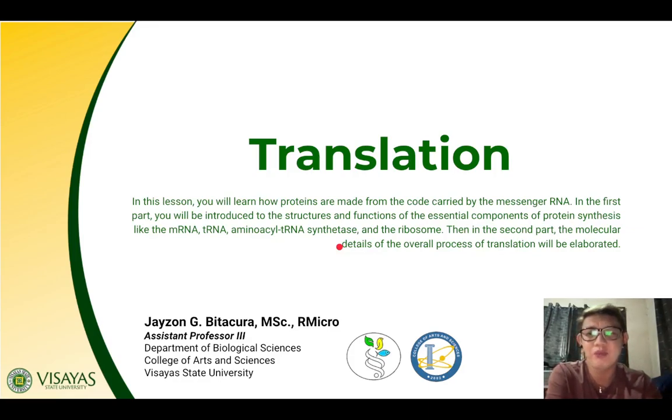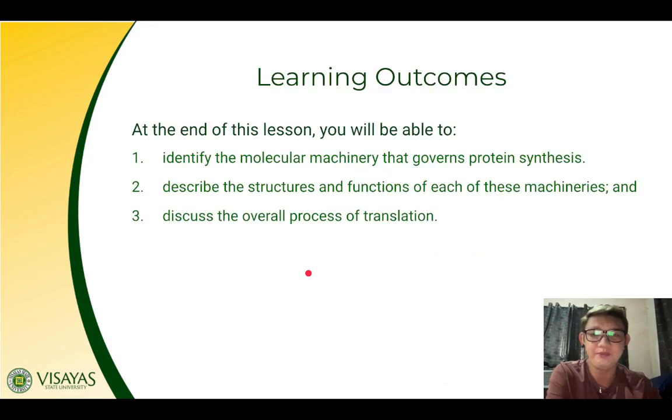In the first part, you will be introduced to the structures and functions of the essential components of protein synthesis, like the messenger RNA, the tRNA, the aminoacyl-tRNA synthetase, and the ribosome. Within the second part, the molecular details of the overall process of translation will be elaborated.